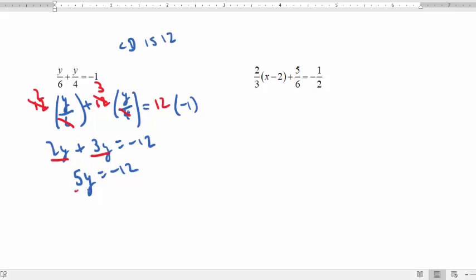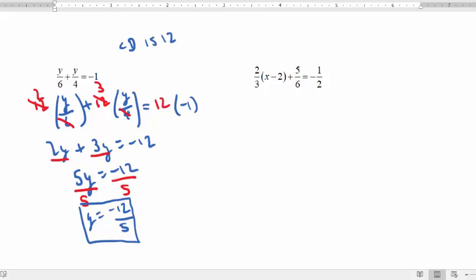And now I would just divide by the coefficient, which is 5. So y equals negative 12 fifths. And there it is. All right.